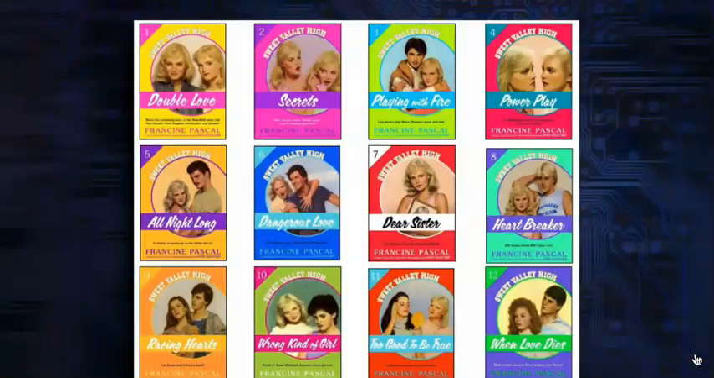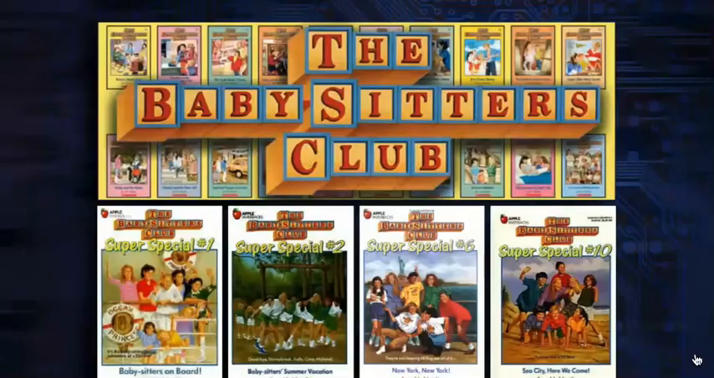Goosebumps, Sweet Valley High, what? And it sells well. Yes, I remember having a Batman Choose Your Own Adventure. That was awesome.